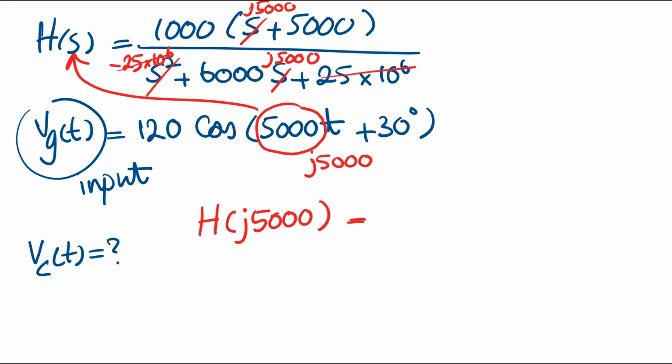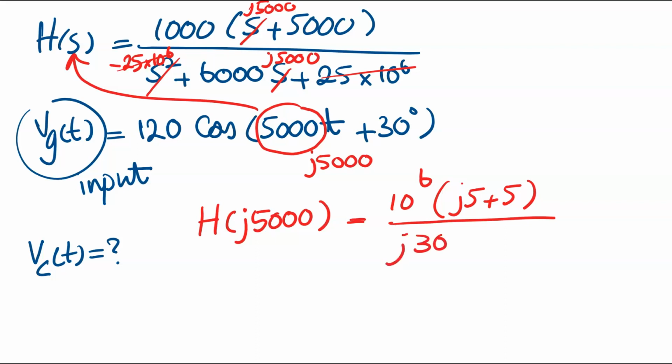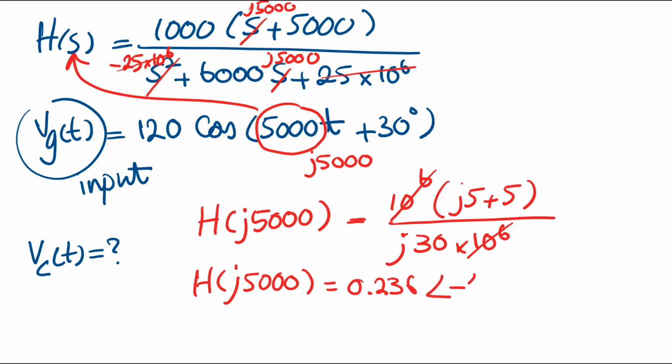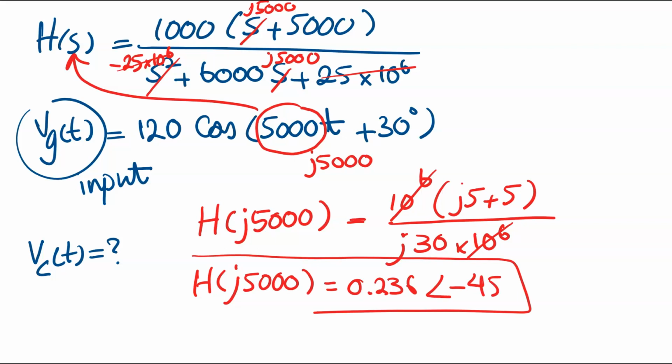So what I'm going to have is 10 to the 6, which is the result of these 3 zeros and these 3 zeros, multiplied by (j5 plus 5) over j30 multiplied by 10 to the 6. So these 10 to the 6 also cancel out. If you simplify everything here, you can see that your H(j5000) is equal to 0.236 with an angle of minus 45. So this is our first step.